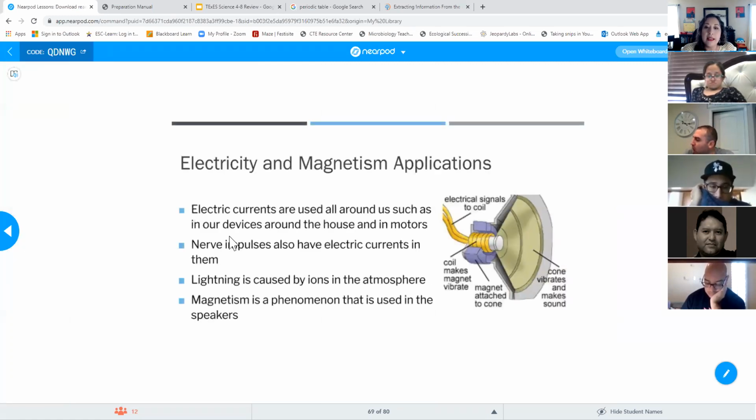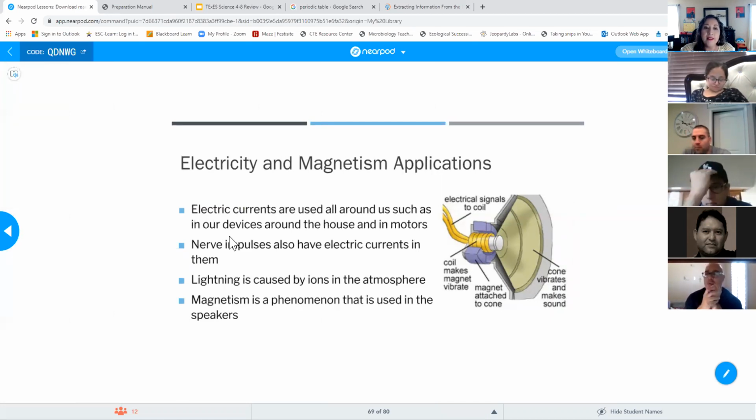So for electricity and magnetism, when we think about those together, we do have to let students know that magnets aren't just a magnet that you get at school, right? They are used in everyday life. And electricity and currents are also used all around us, right? Even just flipping the switch to turn your lights on has to do with electricity and currents.